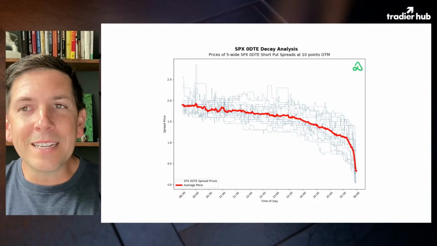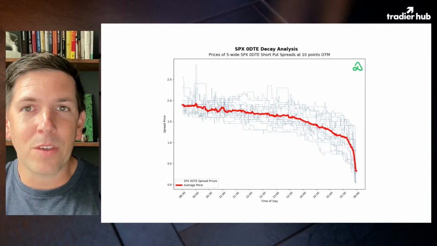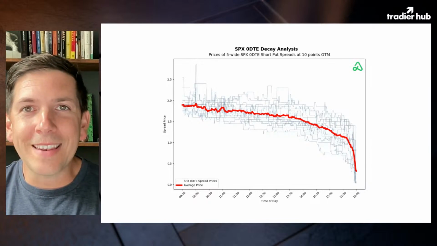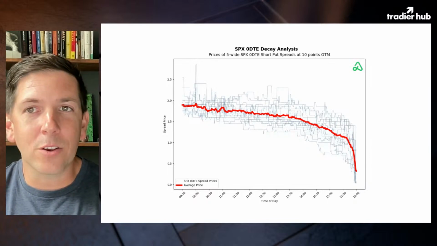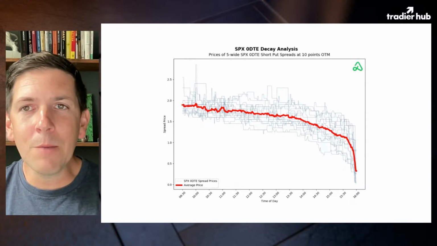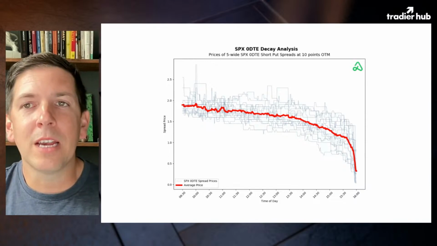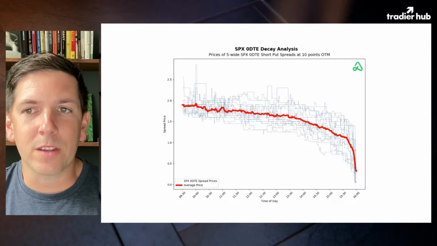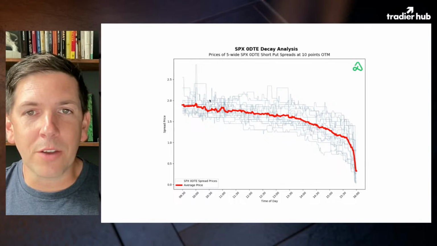So what this means is that this is going to look at the net decay of the position, which again is not looking at the individual contracts, but the net decay of the position as it goes throughout the trading day. And we did this one a little bit out of the money, so 10 points out of the money on SPX. Here was the aggregate of a lot of the data, with this red line, and you can see generally what happens.